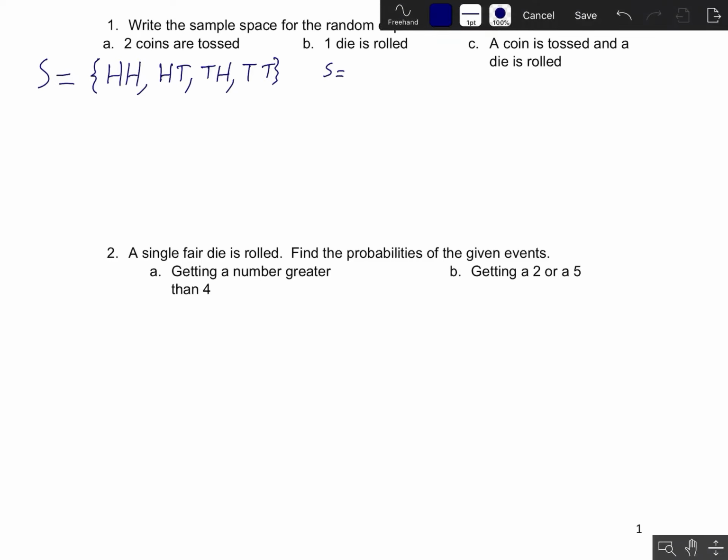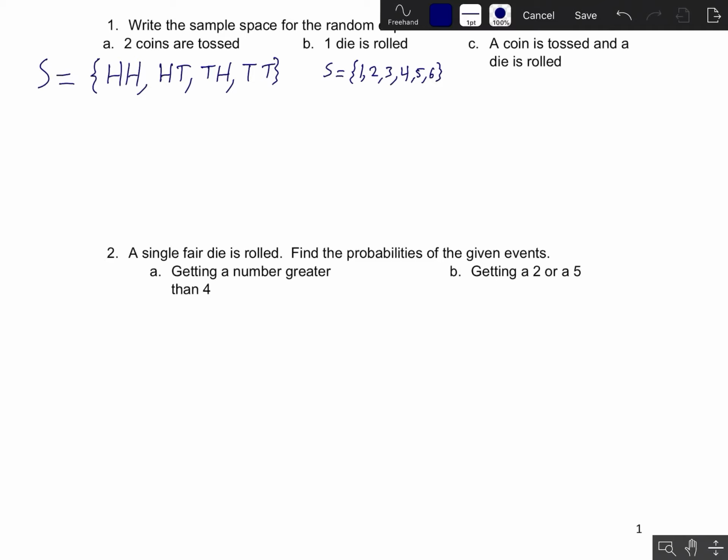Similarly, if you roll a die, I'm assuming this is just an ordinary 6-sided die, so this would be 1, 2, 3, 4, 5, 6. Notice that this would be the sample space for a fair die, where each side has an equally likely chance of coming up, but it's also the sample space for something like a weighted die. So if someone is cheating and using weighted dice, then this is still their sample space.